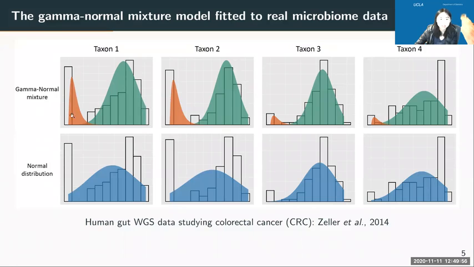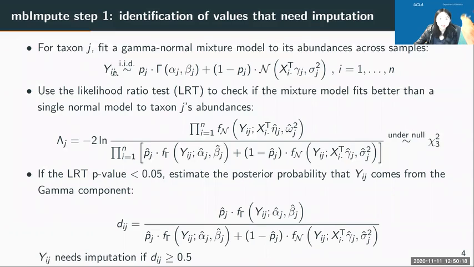So our expectation is that without this zero mode, we should have a normal-like shape for the abundance distribution. But with this zero mode, fitting a normal distribution alone will not describe the data well. And the gamma component can capture this zero inflation part. So we want to check whether indeed we need this gamma normal mixture model or a single normal model is sufficient. To do that, we perform a likelihood ratio test to compare the two models. One is the gamma normal mixture model, one is a single normal model.